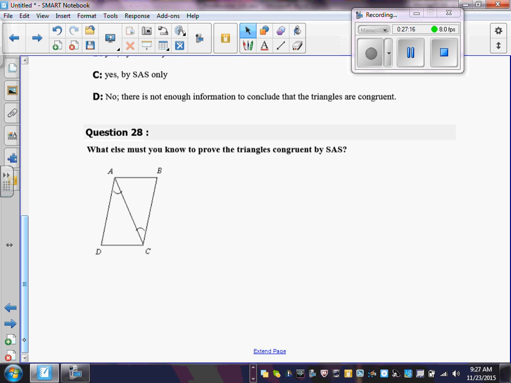What must you know to prove that the triangles are congruent by side, angle, side? I have a side and an angle, a side and an angle. So I'm missing the third side. So I need this side, AD, congruent to BC. So that it would be side, angle, side.